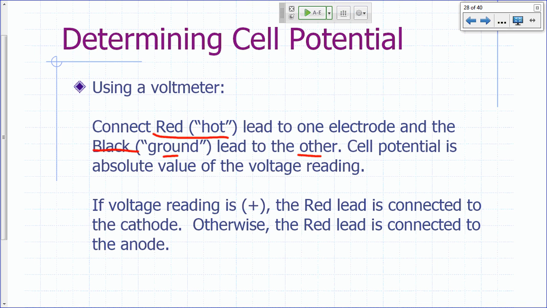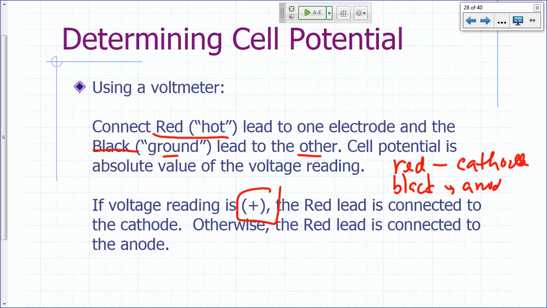Your cell potential is the absolute value of the voltage reading. Now, if your voltage reading is positive, that means you're connecting the red to the cathode, and the black to the anode. So if you connect the ground lead to the anode and the red lead to the cathode, you're going to get a positive reading. But you can try that on a AA battery. If you switch your leads, then you're going to get a negative reading.